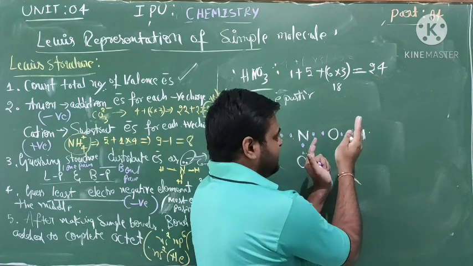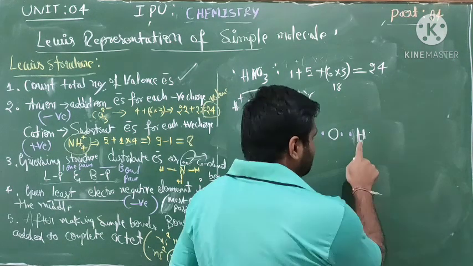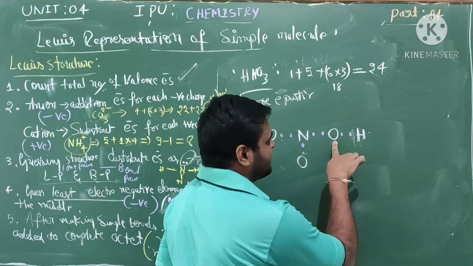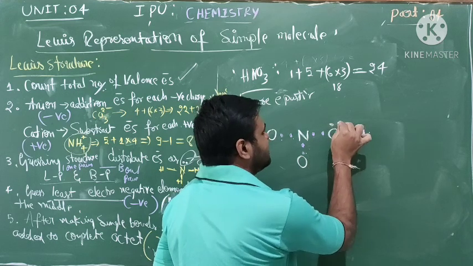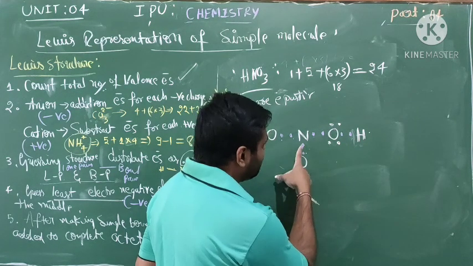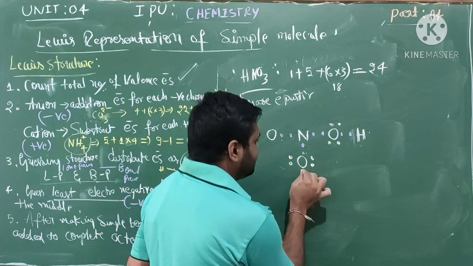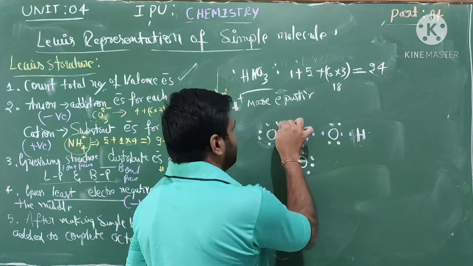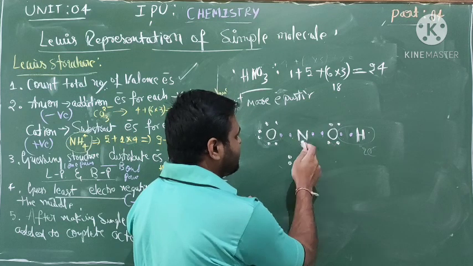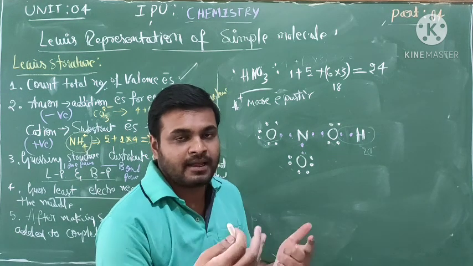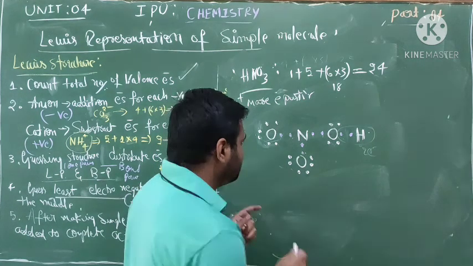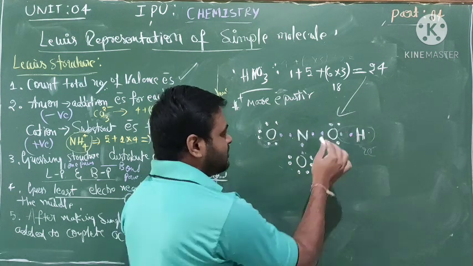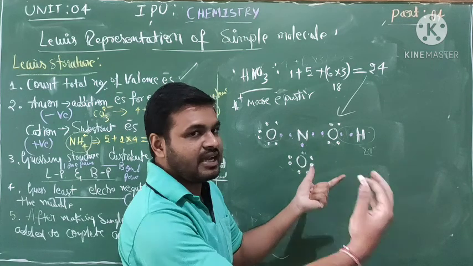So now you count the octet rule for each element. Hydrogen's capacity is 2, 1 and 2, so hydrogen is complete. What about oxygen? Oxygen has 8. This oxygen has 8. In this oxygen, 8. But what about nitrogen? 1, 2, 3, 4, 5, 6. It needs 2 more electrons to satisfy the octet rule. So the total count is 24, but nitrogen is short by 2 electrons.